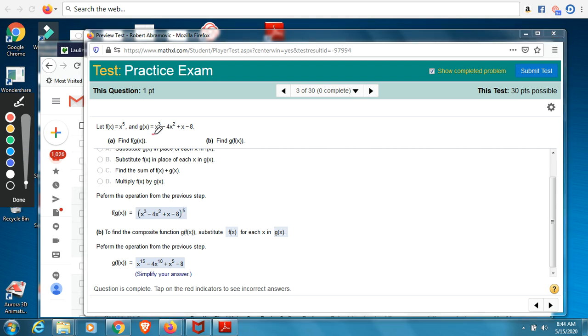what we end up getting is x to the fifth cubed, which is x to the 15th, minus 4x to the fifth squared, which is x to the 10th. Okay, so we're just multiplying those exponents. So if we recall, x to the fifth cubed is the same as x to the 5 times 3. So that's the same as x to the 15th.